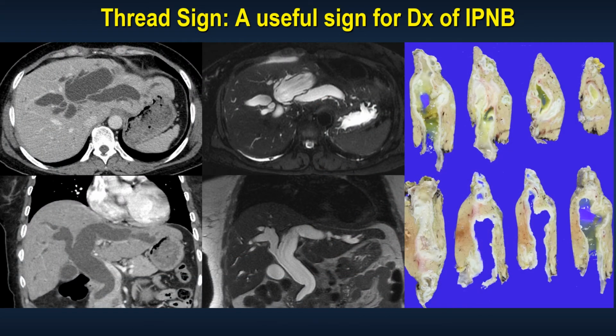In this case of IPMB with invasive carcinoma diagnosed in a 62-year-old woman, there is diffuse duct ectasia. The duct dilation shows asymmetrical dilation, more prominent on the left side. IPMB can be suspected by these findings. In addition, MRI T2-weighted images show the thread sign that is also helpful for diagnosis. Mucin plug is also seen in the surgical specimen.